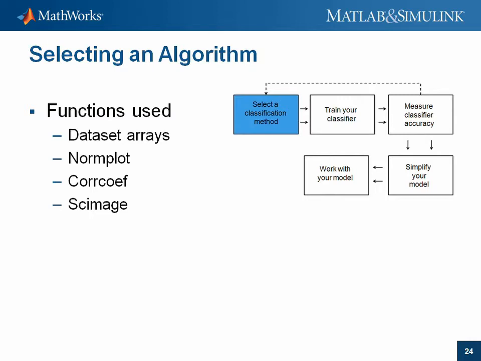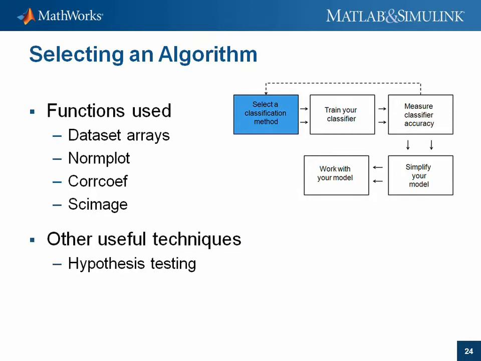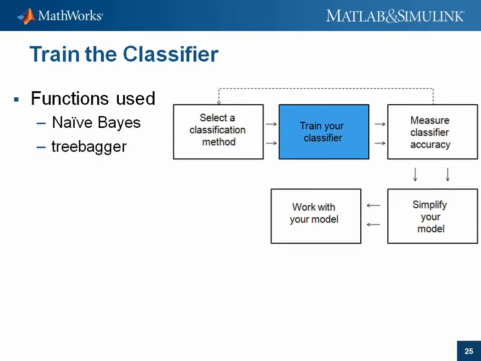This was an exploratory data analysis problem where we used visualization techniques to understand our data. If we wanted to be a bit more formal about things, we could have used hypothesis tests, and Statistics Toolbox supports a wide variety of hypothesis testing. Our next step was to train our classification algorithms. We trained 2 different classifiers. We started with naive Bayes, and then we moved on to bag decision trees.